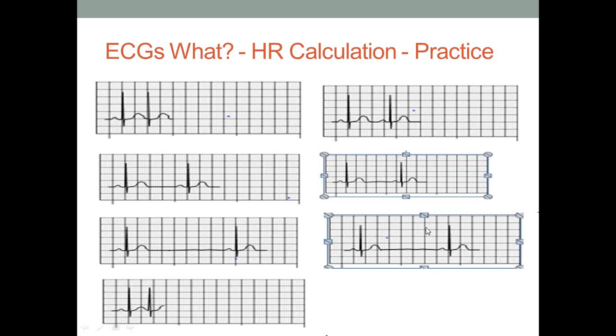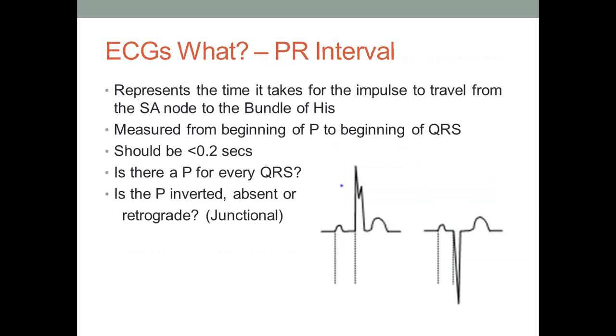So 300, 150, 100, 75, 60, 50, 43, 37, and because this QRS complex falls right between 43 and 37, let's call that a heart rate of about 40. So again, this patient is bradycardic. If you feel like you need a little bit more practice with this, stop now, rewind, and go back over that again.